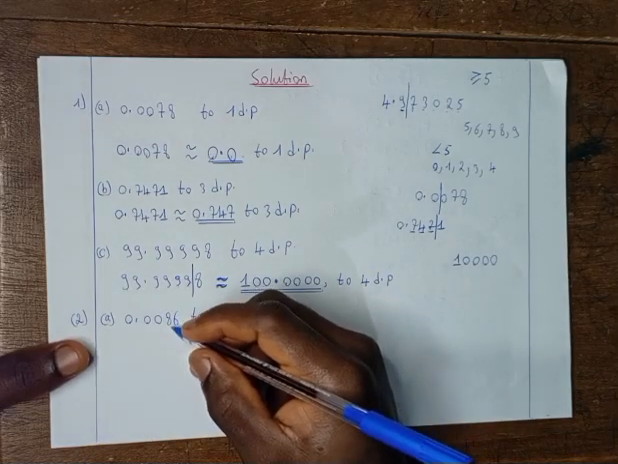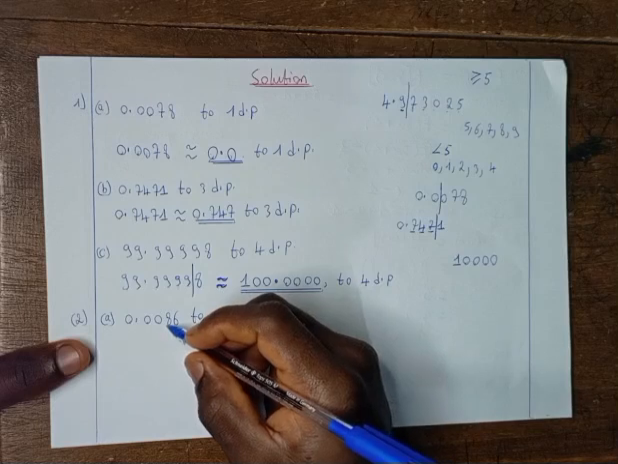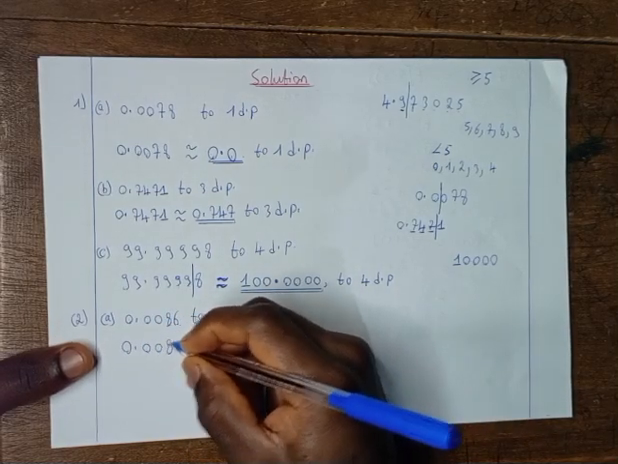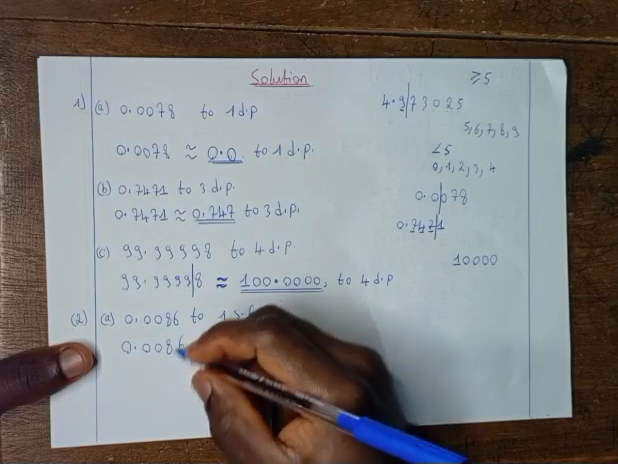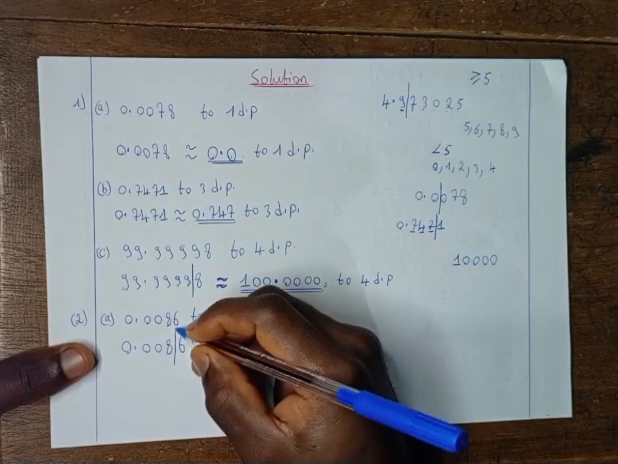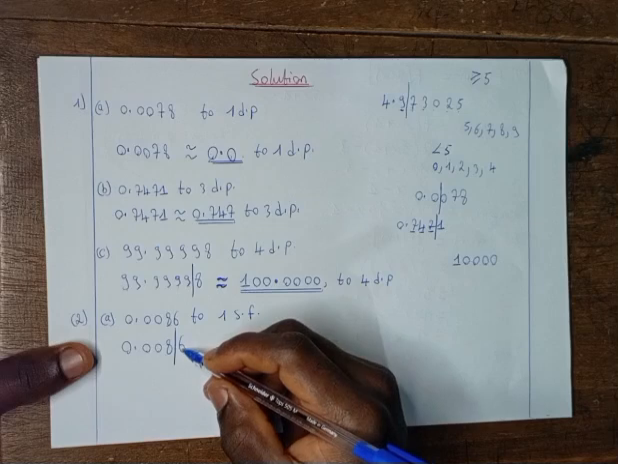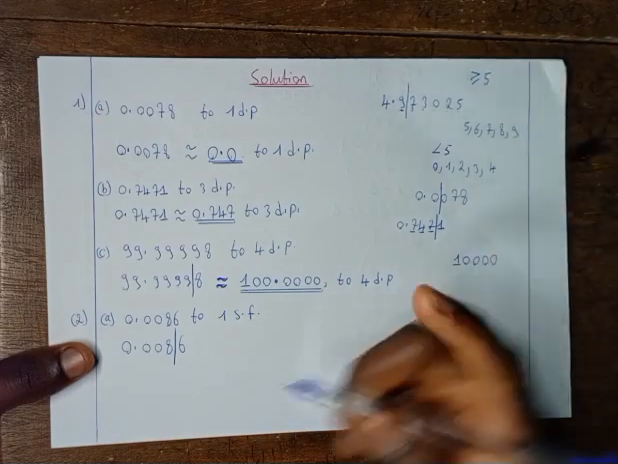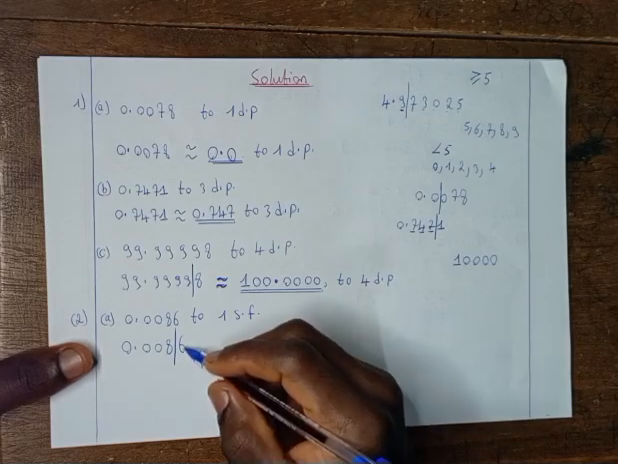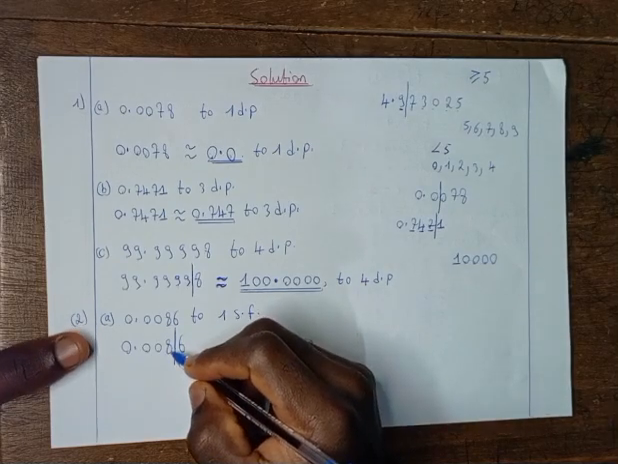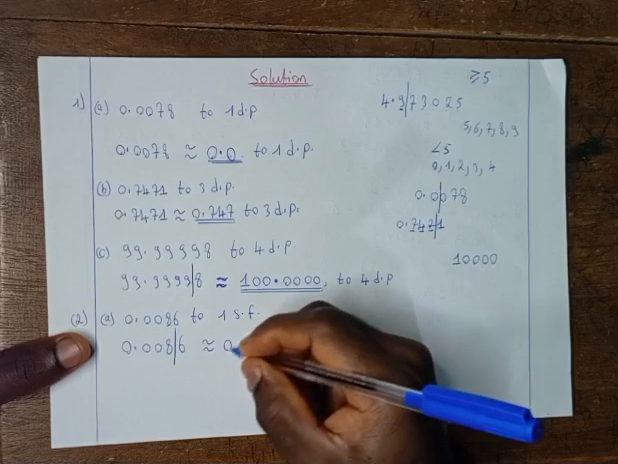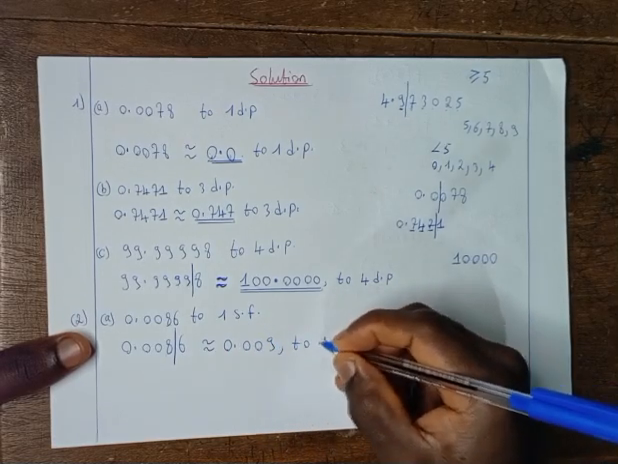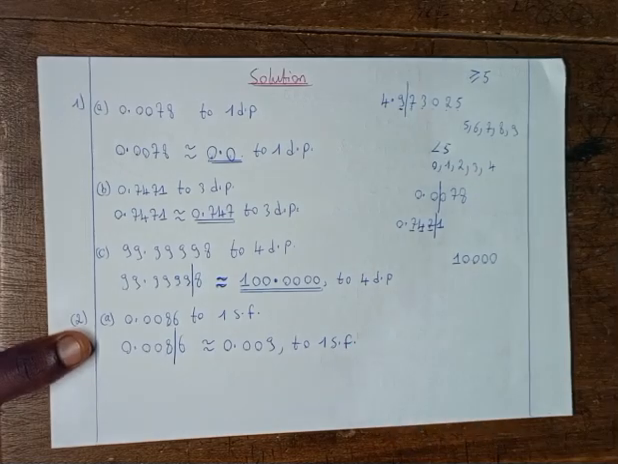Our first significant figure here is the first non-zero digit, which is 8. Writing this number to 1 SF, this is the first significant figure. So we have to round off between, I'll draw this vertical line, between 8 and 6. 6 is greater than or equal to 5, so it is rounded up by 1. We are going to add the 1 to this 8, which gives us 9. So this will be approximately 0.009 to 1 significant figure.